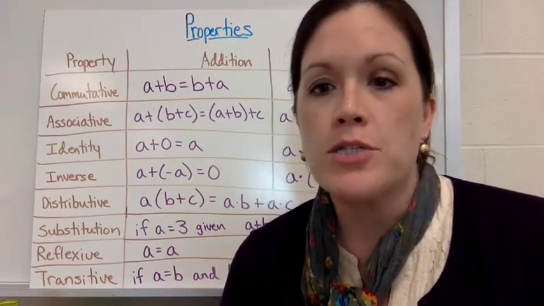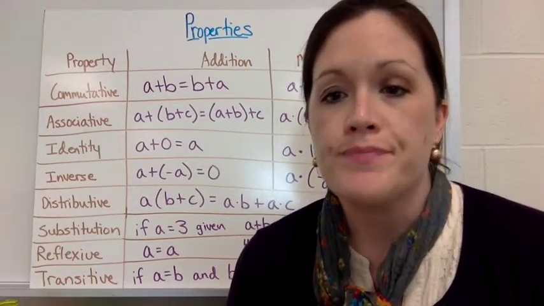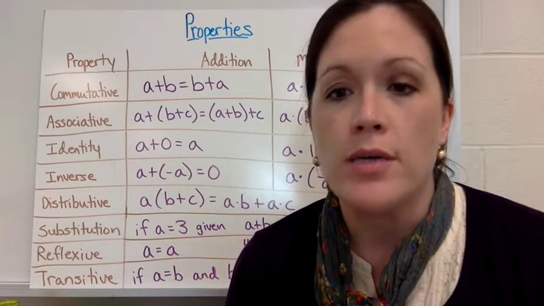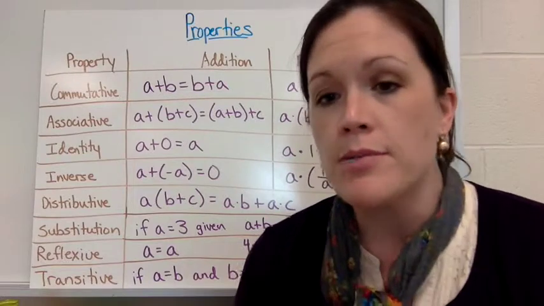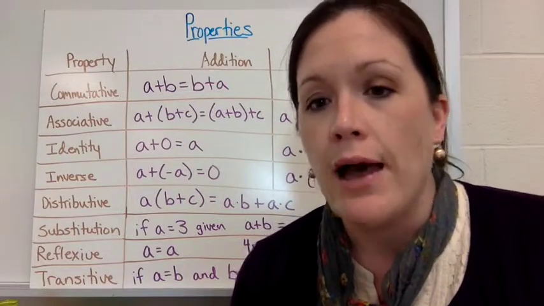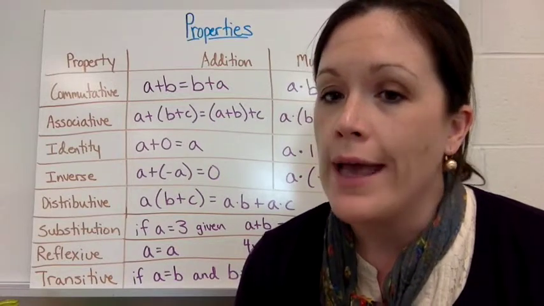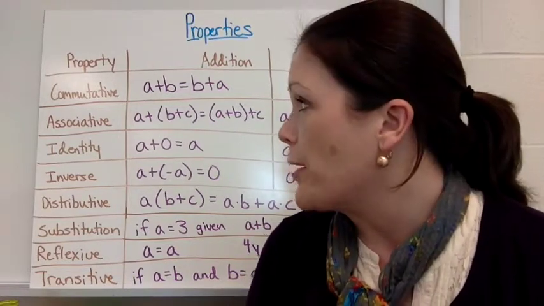Let's talk about the major properties used in algebra. These are used all the time when you're solving things, but you may or may not always recognize what you're doing. But it's good to be able to explain yourself and say that I've used, for instance, the commutative property to solve this problem. So there are 8 major properties we just want to talk about.